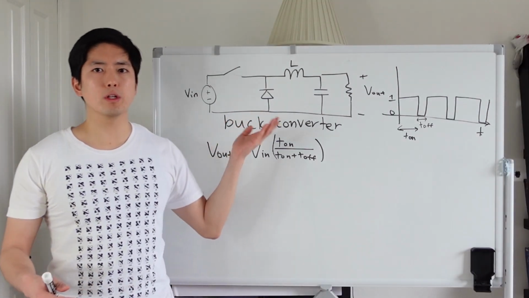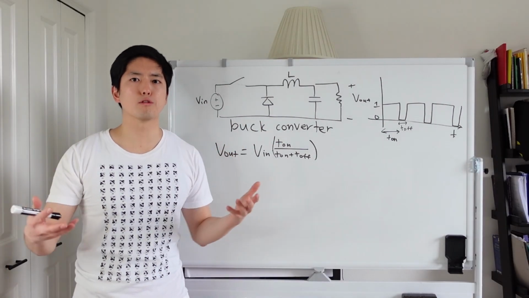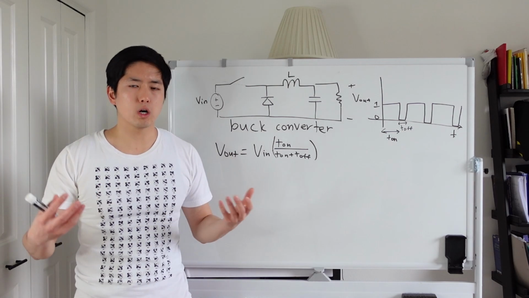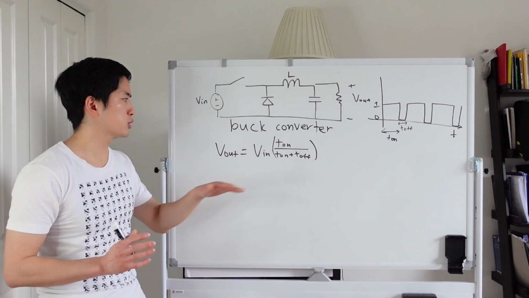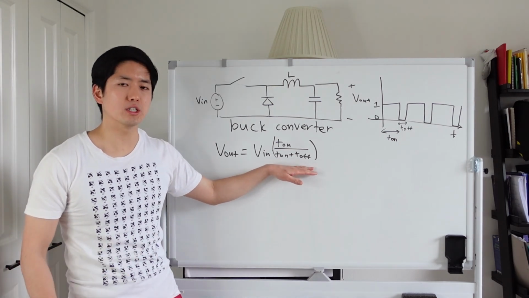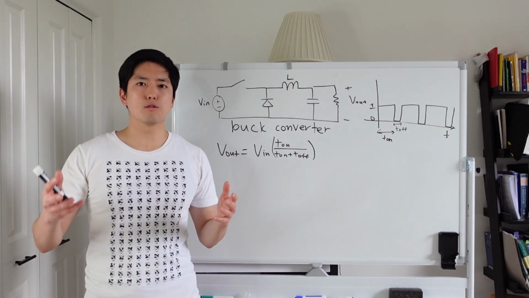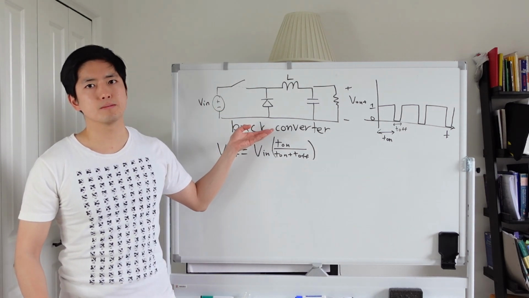Now how does this circuit really work? Let's give a general overview on how this circuit works, and then we can go into some of the math to make things more clear and perhaps derive why this equation is correct. So let's give a general overview on how this buck converter works.